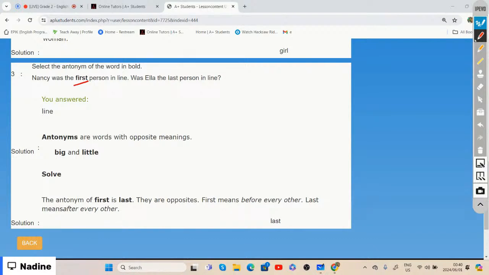So Nancy first person in line. Yeah, so the opposite of first, right, is last. So well done. So if the person is not first, then they are last, right? Because first means you're before every other person, and last means that you're after every other person, right? So well done.